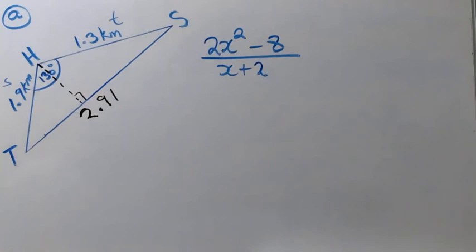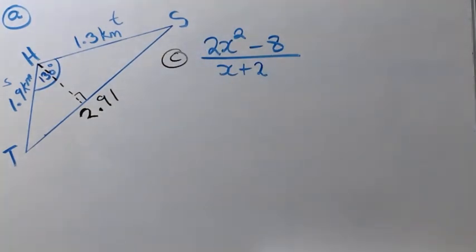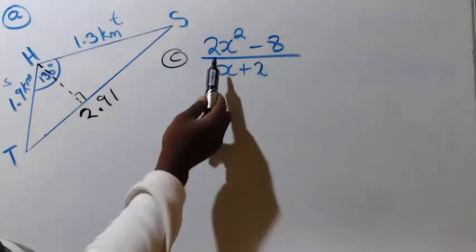All right, so we have come to our last question. This was question C. I just want you to simplify 2x squared minus 8 over x plus 2. You know that to simplify means to make something simple. So first thing, look at your denominator and the numerator. This is our denominator.